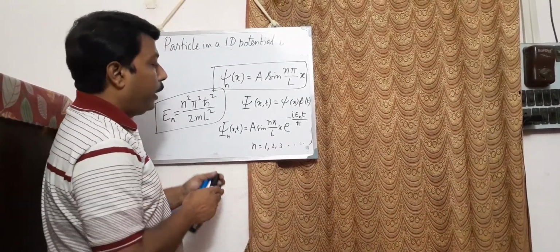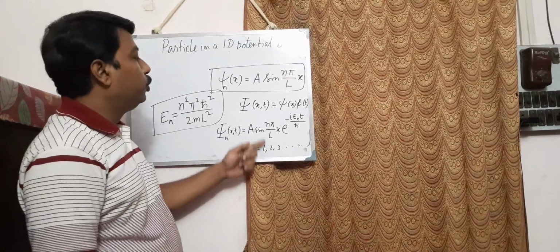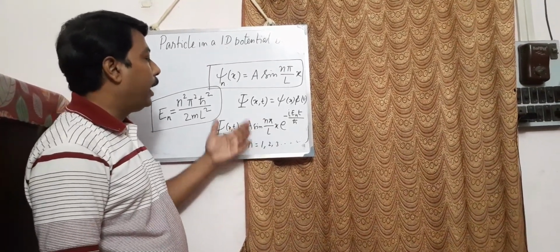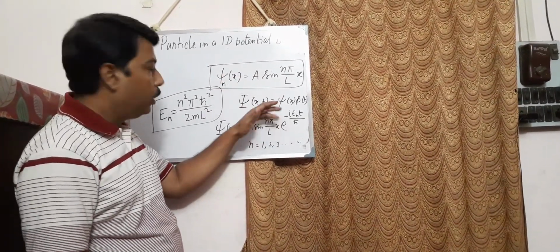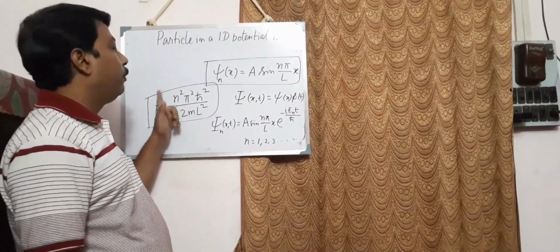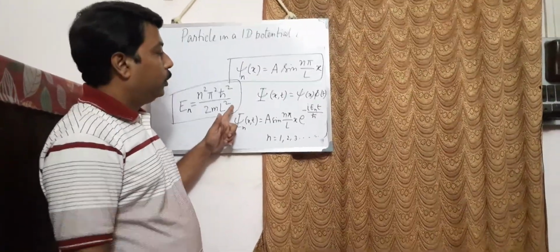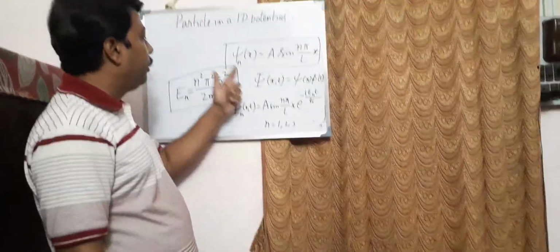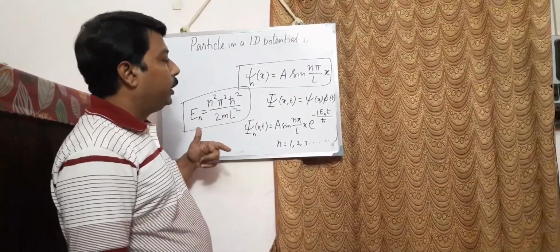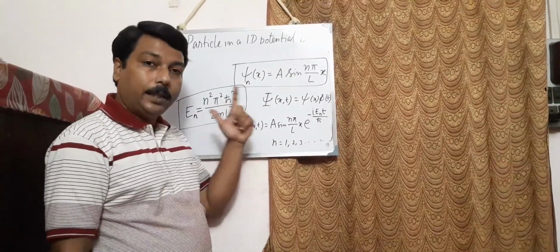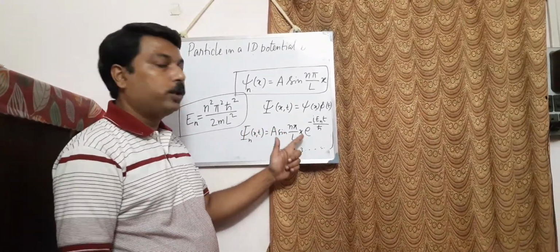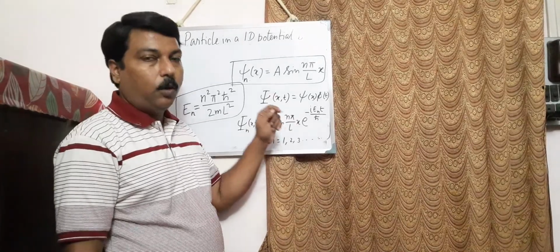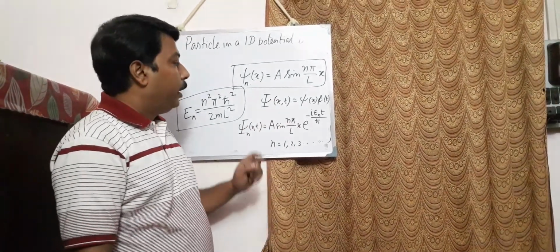So you see, you choose the appropriate value of n, and accordingly you get a wave function corresponding to a particular value of energy. So these are the energy eigenvalues, we say these are the energy eigenvalues, E1, E2, E3, etc. And for each energy eigenvalue, you have a corresponding wave function of the particle.